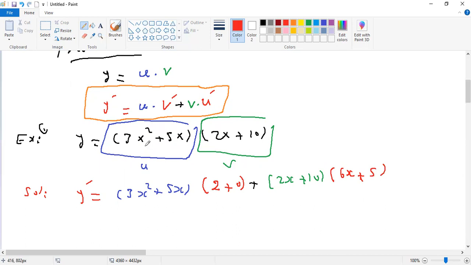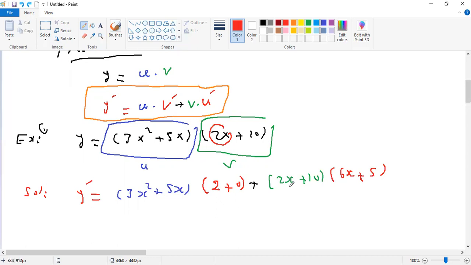So repeating again, the u is 3x squared plus 5x. Write the same, 3x squared plus 5x, then times v prime. So this is the v. The derivative of 2x is 2, and of 10 is 0. So 2 plus 0, the derivative of v.